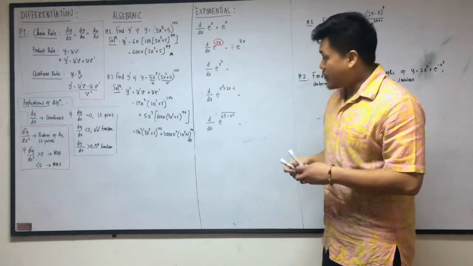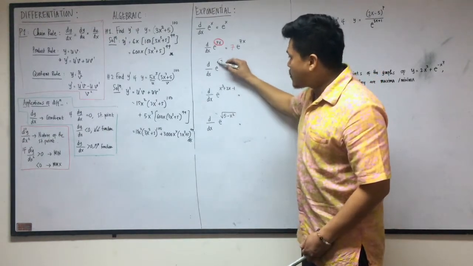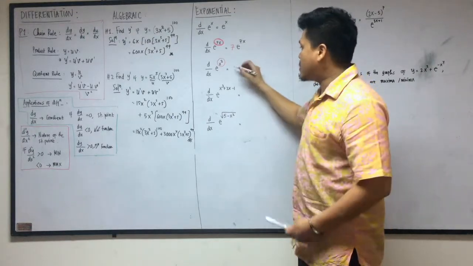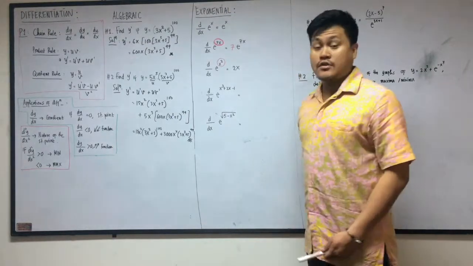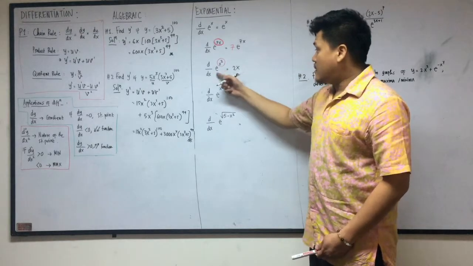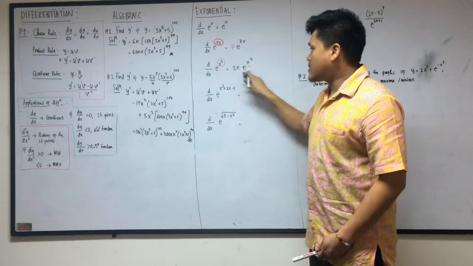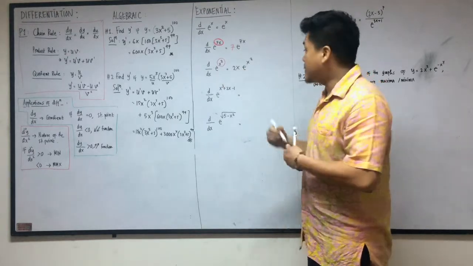Let's look at another example. You focus on x squared. How do you differentiate x squared? Well, the derivative of x squared is 2x. And then the rest you just copy.